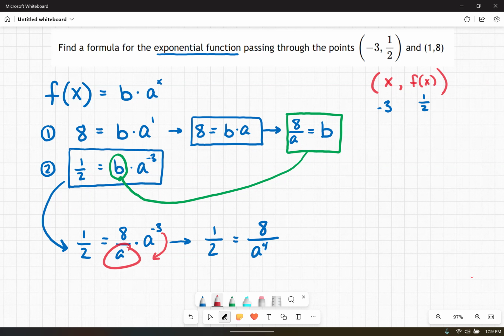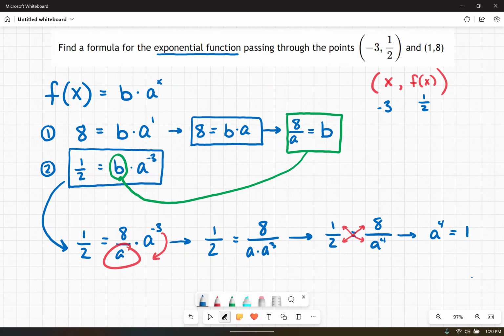It's reciprocal. So let me just write that intermediary step. We have a times a to the third power, right? That a to the negative third comes down. So that becomes 1 over 2 is equal to 8 over a to the fourth power. At this point, we have a fraction equaling a fraction. We could cross multiply. 1 times a to the fourth, that's a to the fourth, is equal to 8 times 2.